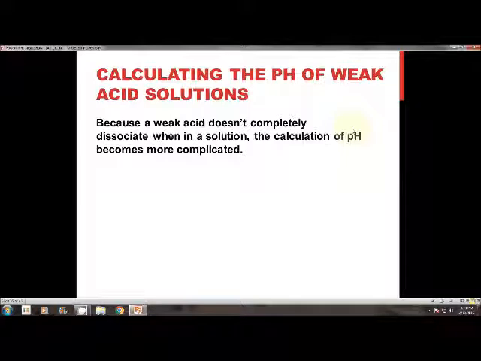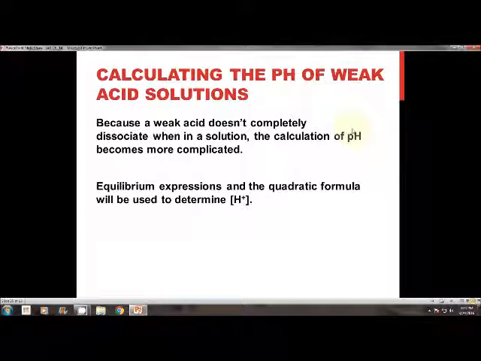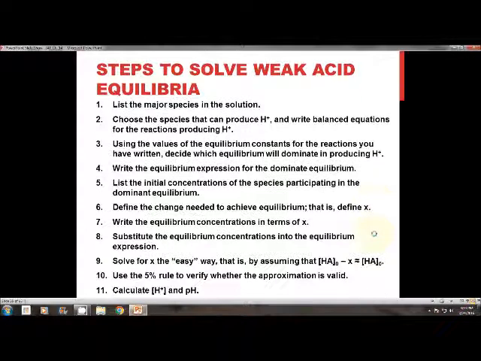To calculate the pH of weak acids is a little bit more complicated. We have to use equilibrium expressions and the quadratic formula sometimes, but maybe we'll be able to do the assumption rule, okay? So here are the steps. They're listed for you. I'm not going to say anything. But the most important thing is you have to choose the species that can produce H plus, number 2, and write the balanced equations so that you know which one to use. So you can write your K expression, okay?